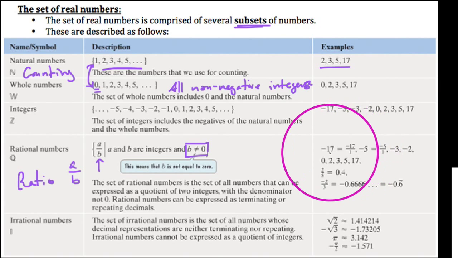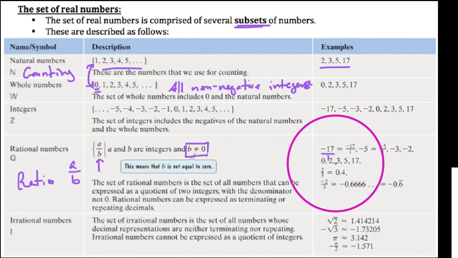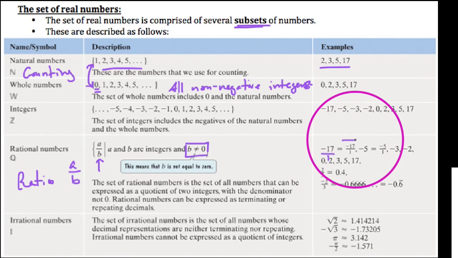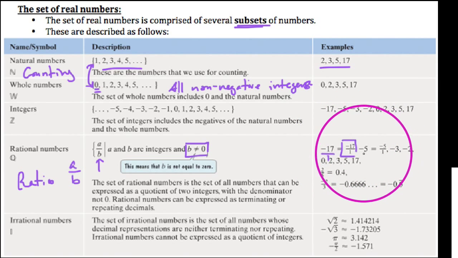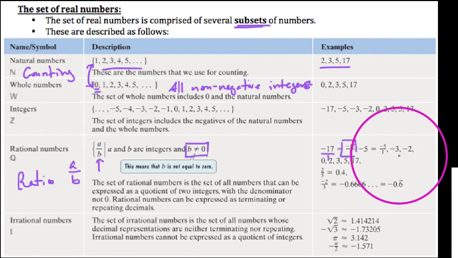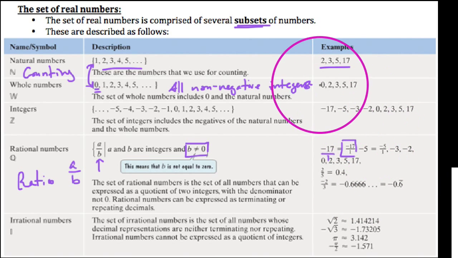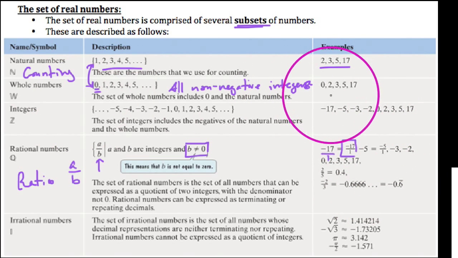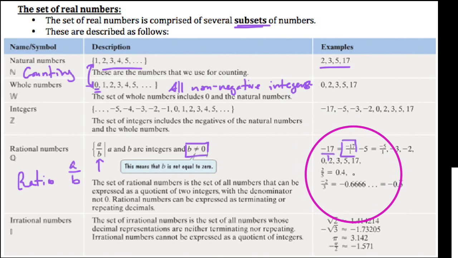So giving some examples over here, you'll notice that negative 17 can be considered an integer because I could also write this as negative 17 over 1. You'll notice that it's also written here. Negative 5 over 1 is also an integer. Any of these over 1 would also be integers. So if you're, say, a whole number, you're also a rational number as well.